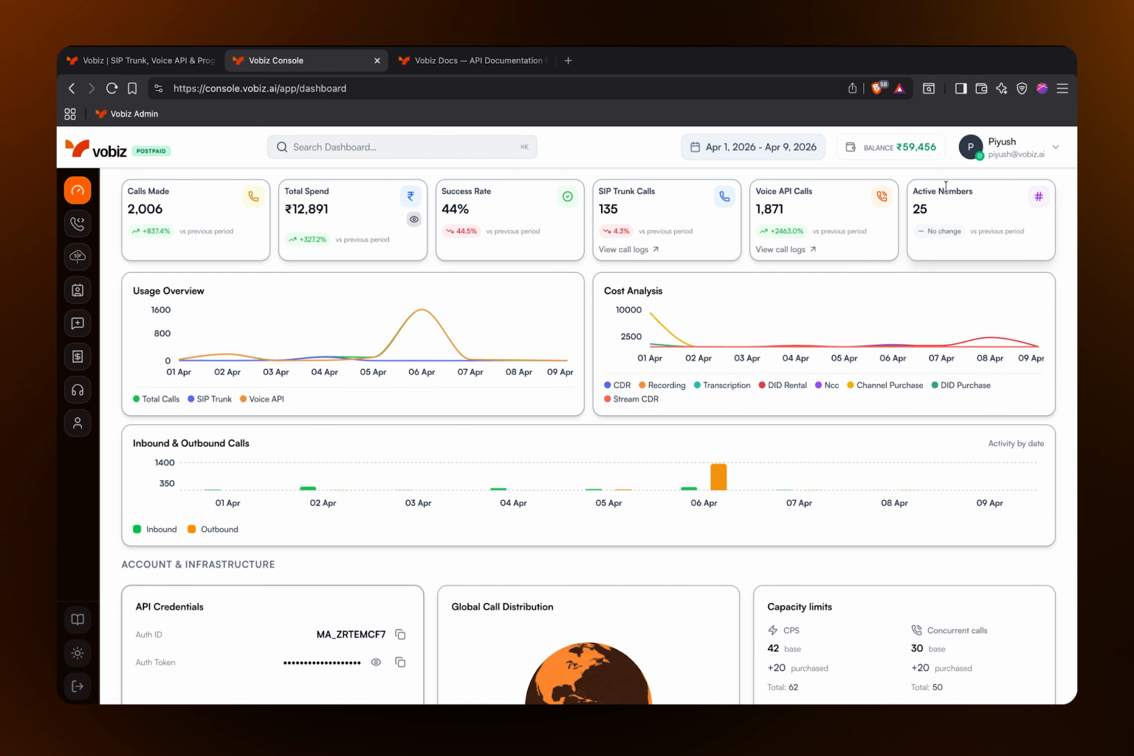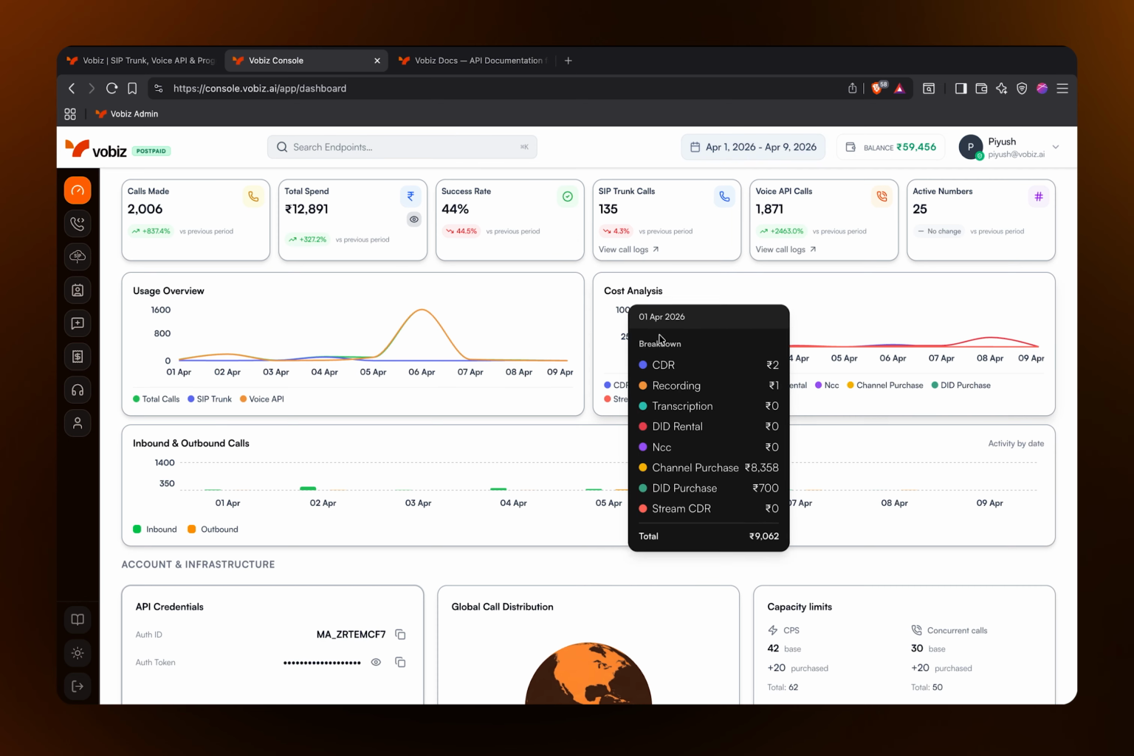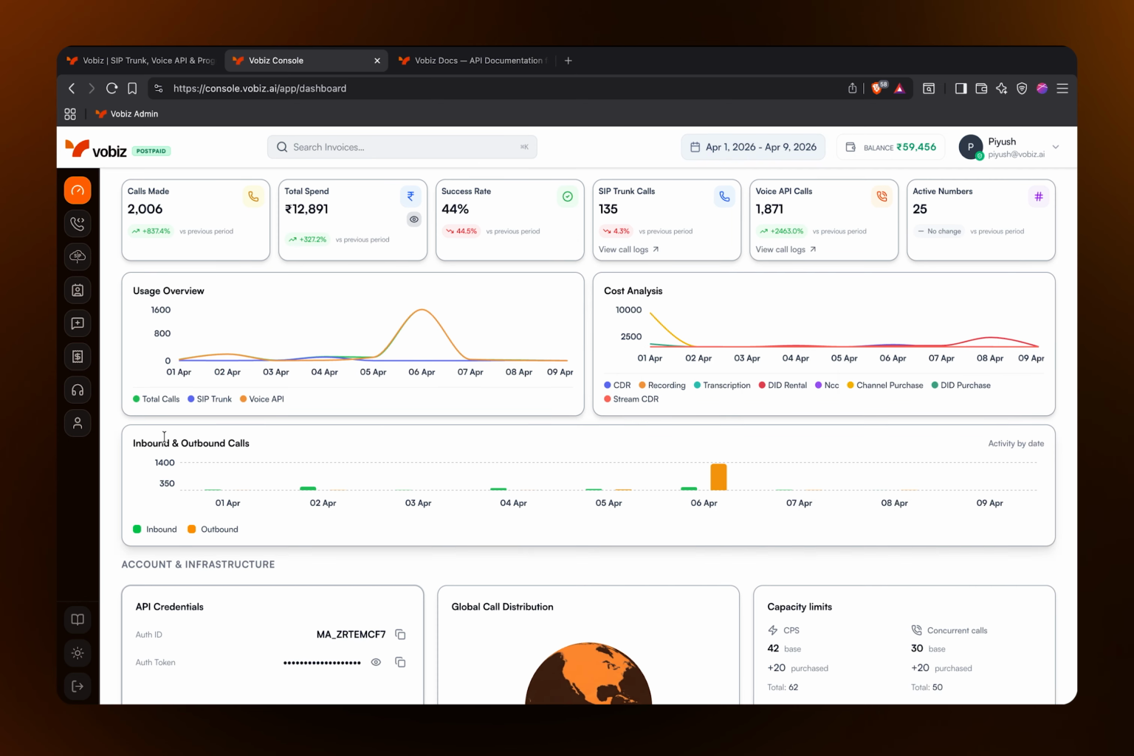And the fifth one, we have the active numbers. These are the active numbers which we have in our current platform. Then the usage overview for this particular period of time and the cost analysis, right? Then we have a clear division between the inbound calls and the outbound calls for this particular range.